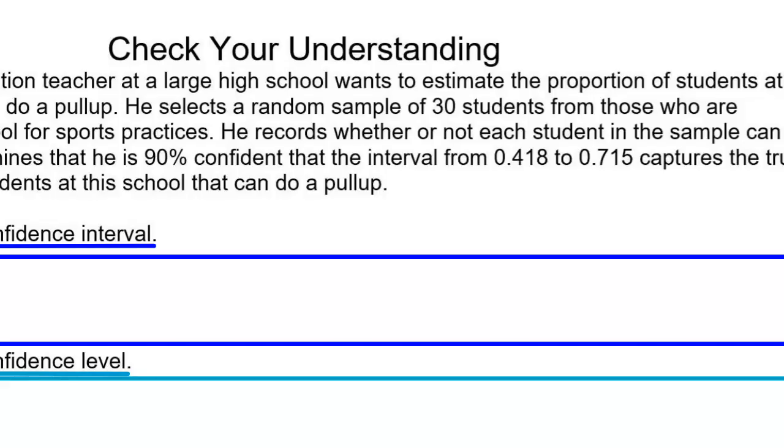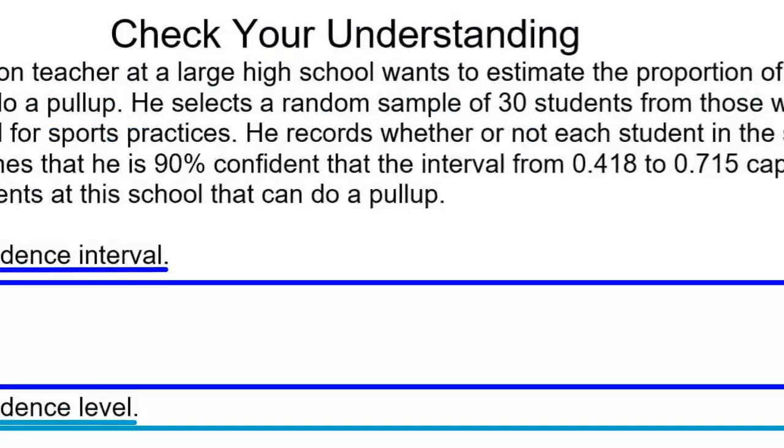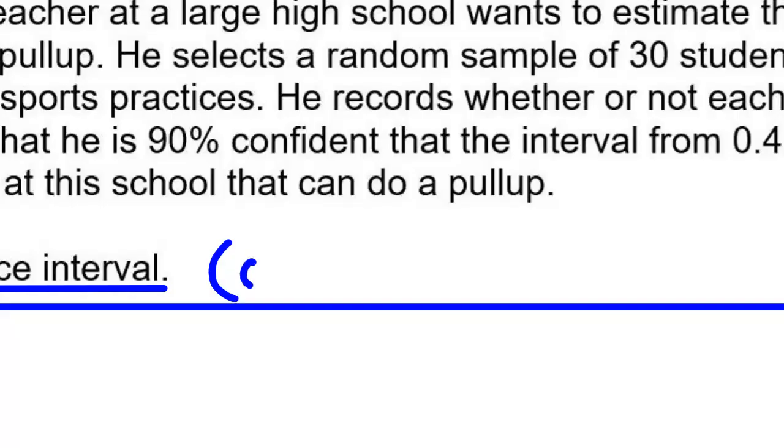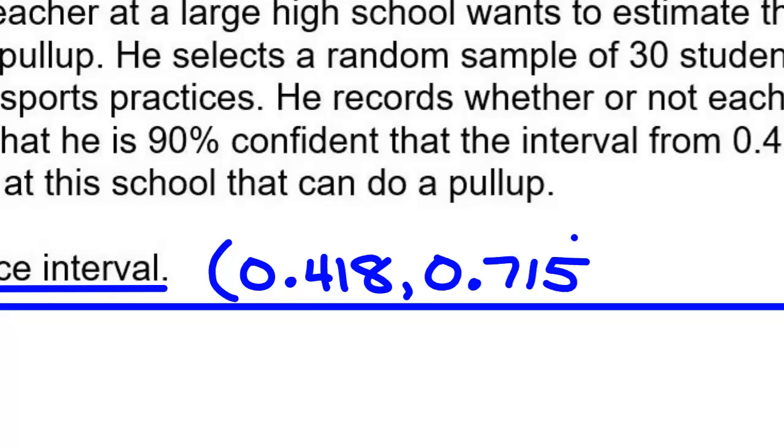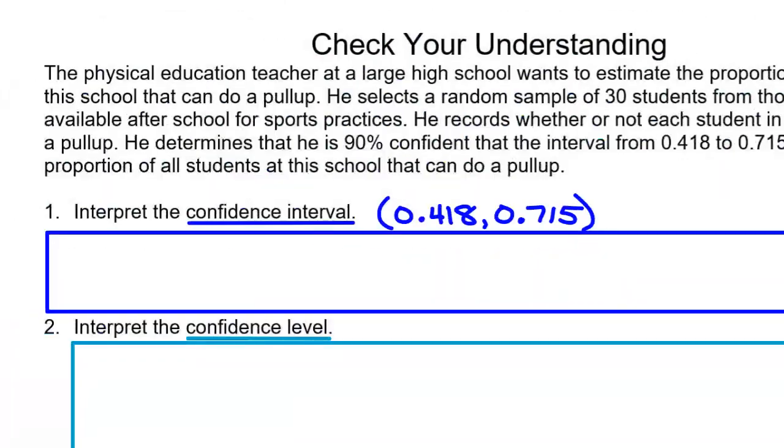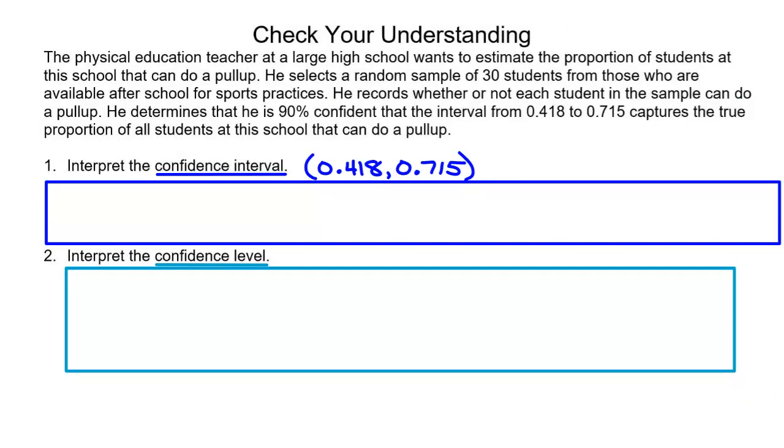What is the confidence interval on this one? Yes. 0.418 to 0.715. That's what the interval is. How would we interpret that in context? Yes. Did you have your hand up? Oh, I'm sorry. I thought I saw your hand up. Camille, did you want to do it?